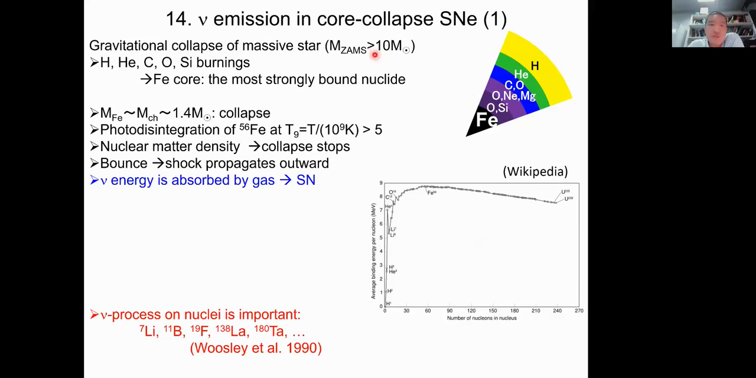In core collapse supernovae, large amounts of neutrinos are emitted. So this neutrino emission occurs at the end of the evolution of massive stars. Initial stellar mass is larger than about 10 solar mass. After hydrogen, helium, carbon, and other nuclear burnings, there is an iron core. Because iron peak elements are the most strongly bound nuclides, it doesn't generate energy by fusion. And when the mass of the core reaches the Chandrasekhar mass limit, it starts to collapse.